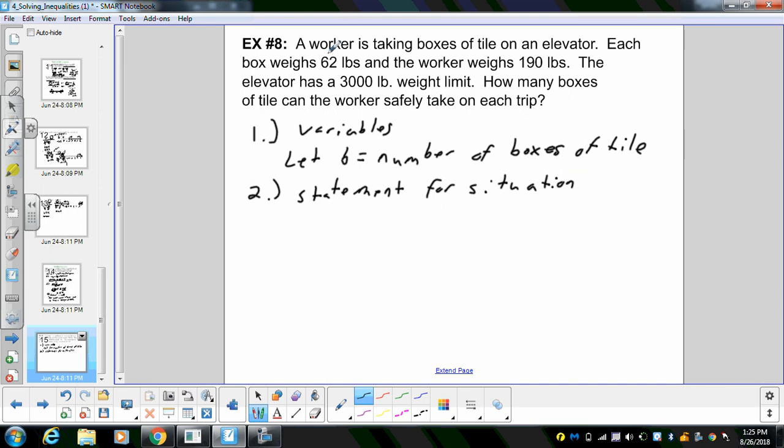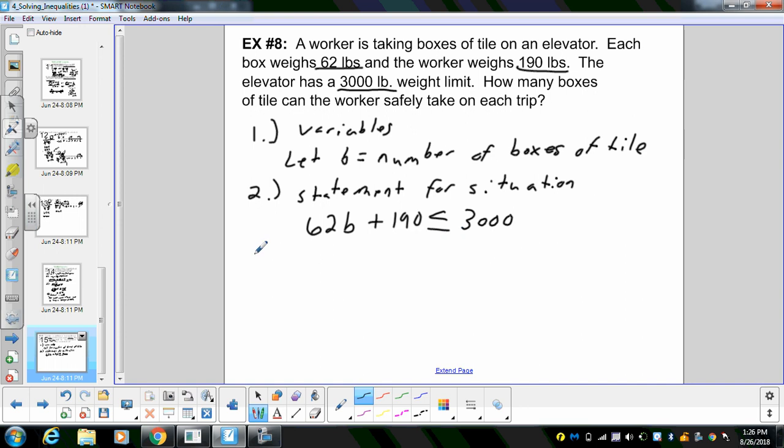Alright, so let's see. A worker is taking boxes of tile. Each box weighs 62 pounds, so that would be 62 times B. And the worker weighs 190 pounds. That means I would have to add that when the worker is on the elevator. Okay, and then it has a maximum weight of 3,000, so it can't be more than 3,000. So we're going to say less than or equal to, because it can technically be 3,000, just can't be more.